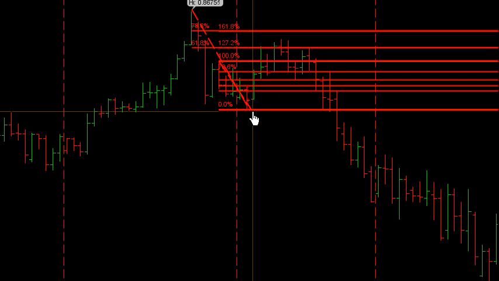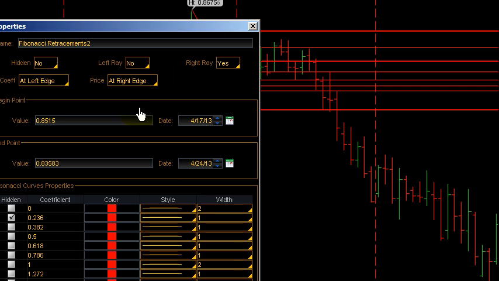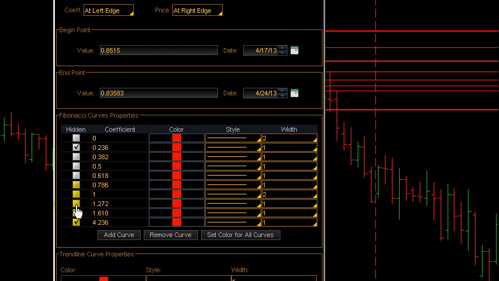And I'll get rid of the levels that we don't need for this, because I'm not looking at all the levels. I'm only looking at the levels that are the external ones, which is the 1.272, 1.618. So let's get rid of the ones that we're not going to use for this. Give me 1 second here.